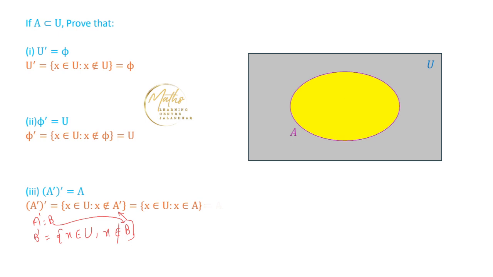So this thing is mentioned over here. We are saying X belongs to U such that X does not belong to A complement. So this term means that X belongs to A itself. So we are saying X belongs to U and X belongs to A. So it is equal to A. We are talking about all those elements in the universal set that belong to the set A. So that is representing the set A itself.